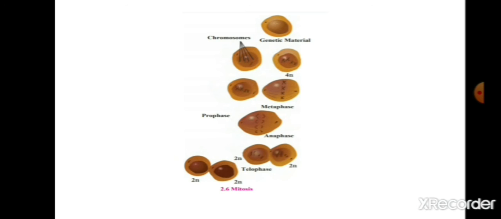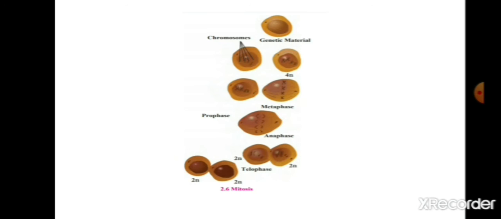Nuclear membrane and nucleolus start to disappear. Now the second phase we are going to see is the metaphase. In metaphase, the nuclear membrane completely disappears. Chromosomes complete their condensation and become clearly visible along with their sister chromatids. All chromosomes are arranged parallel to the equatorial plane of the cell.